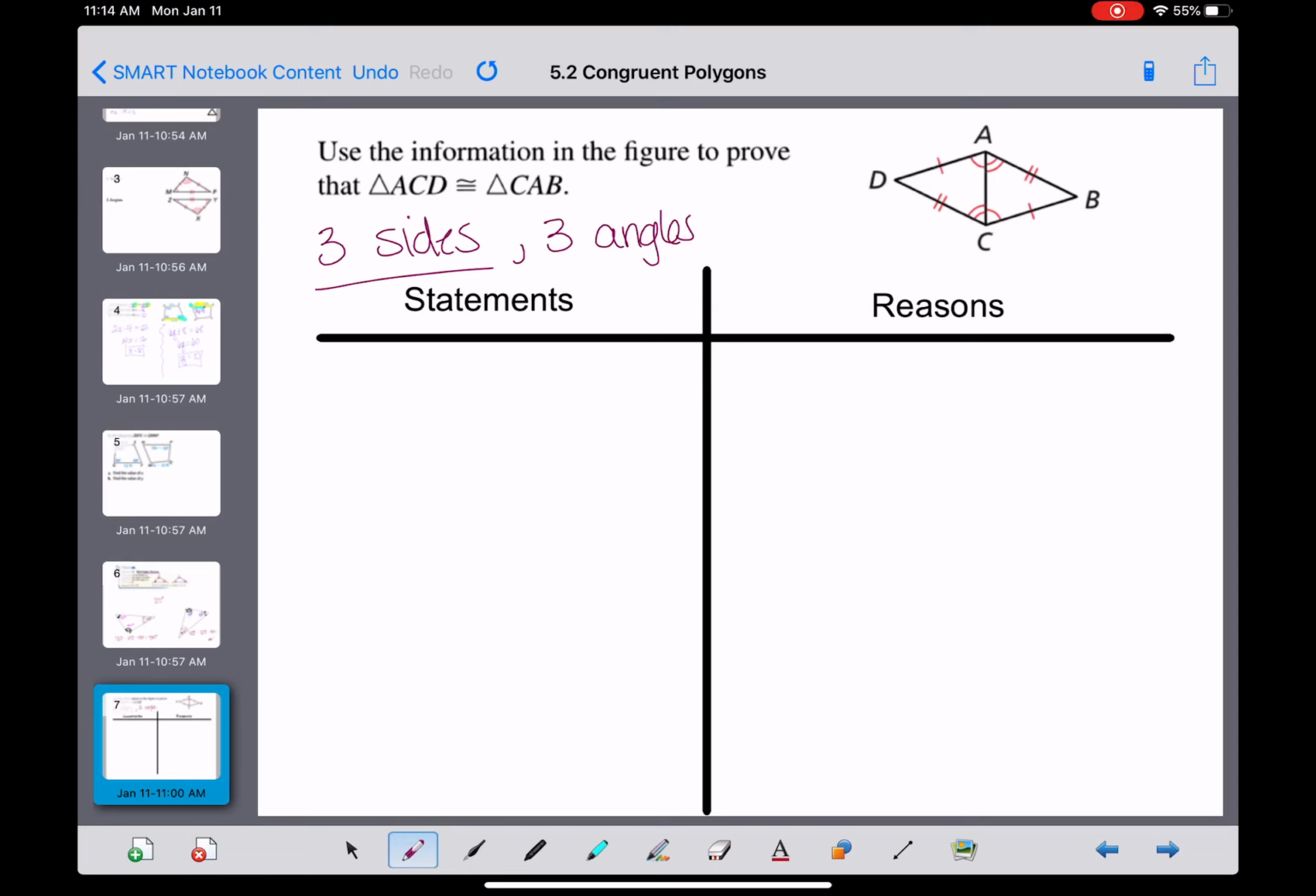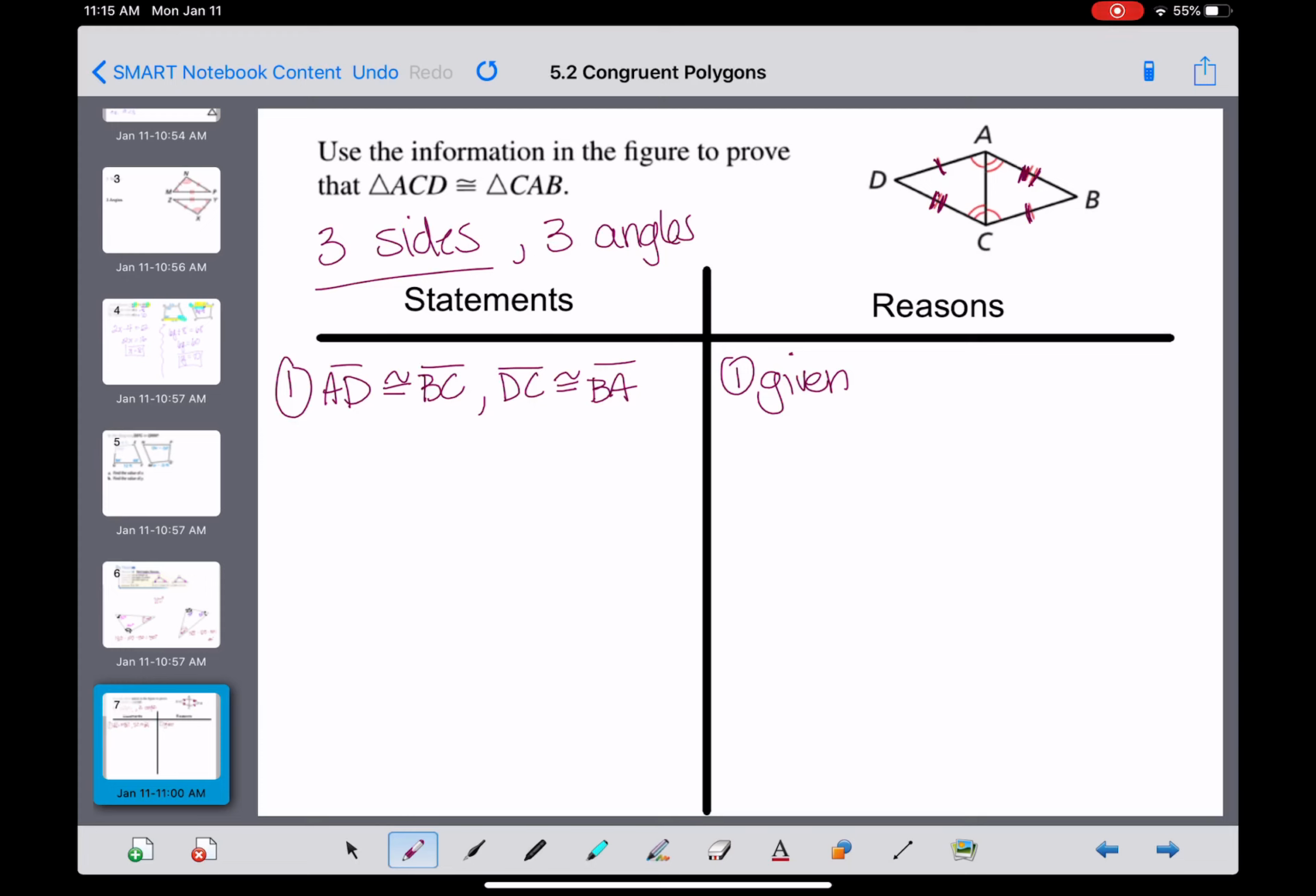Thankfully, in the picture, they've done a lot of the work for us. I have two corresponding sides with one tick mark, two corresponding sides with two tick marks. So I'm already done with 2 of my sides. So I can state, due to the tick marks, that segment AD is congruent to BC, as well as DC being congruent to BA. Reason is it's given.